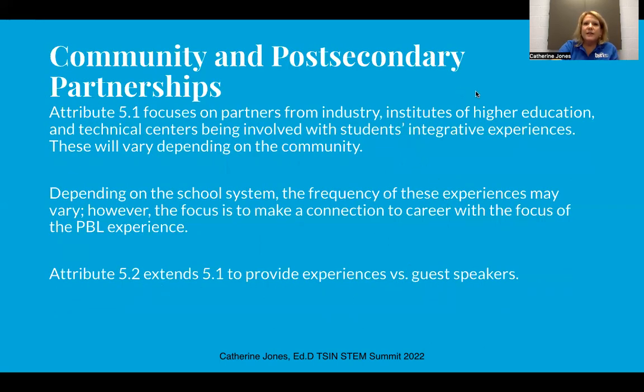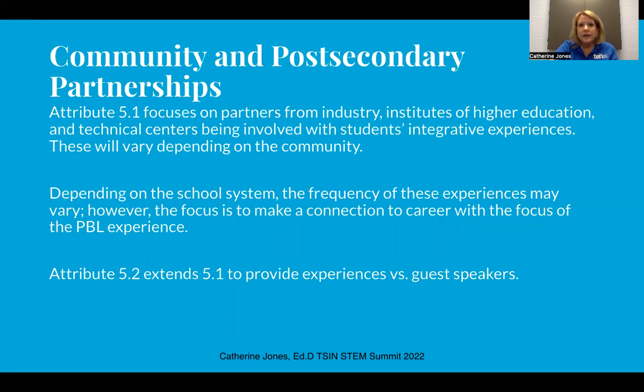Community and post-secondary partnerships. This is attribute 5. So 5.1 focuses on partners from industry, institutes of higher education, and technical centers being involved with students' integrative experiences. These will vary depending on the community where you live, but keep in mind, these are really important experiences. This is a main purpose for STEM integration.